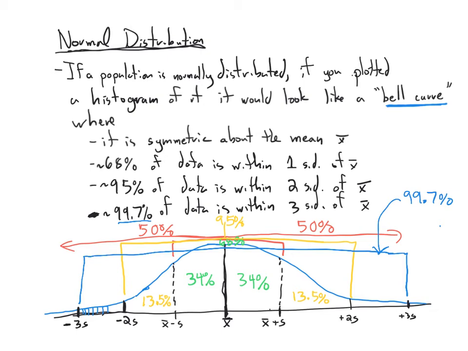And playing a similar game to the previous thing, maybe pause the video and see if you can figure it out. How much of your data is going to be between 2 standard deviations below and 3 standard deviations below, and 2 standard deviations above and 3 standard deviations above. Okay, using the same logic as before, you should get that in here must be 2.35% of our data, and same in here.